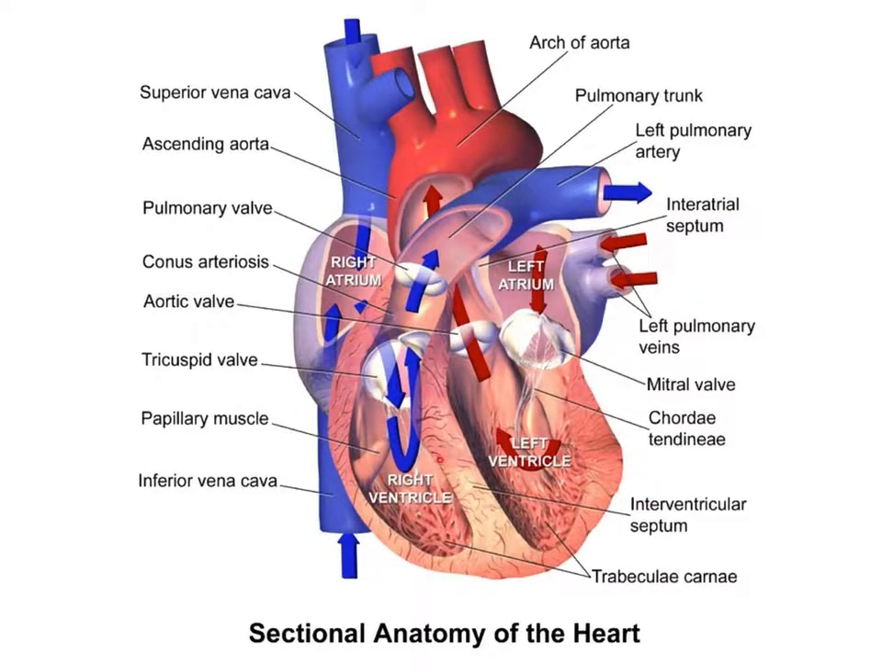And what you hear when you hear the lub-dub, lub-dub, lub-dub in a stethoscope are those valves closing, right? So it's either the mitral valve and the tricuspid valve closing together, or the pulmonary valve and the aortic valve closing together. Those are the primary sounds that you hear.